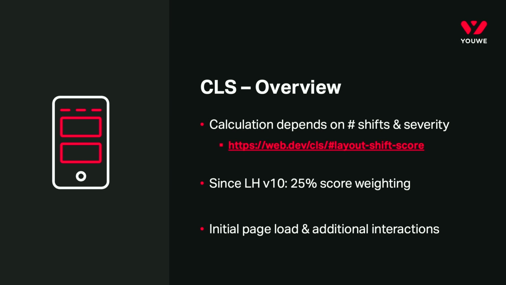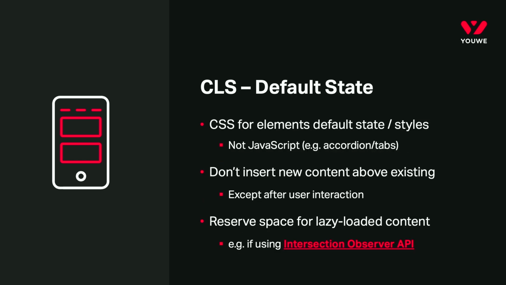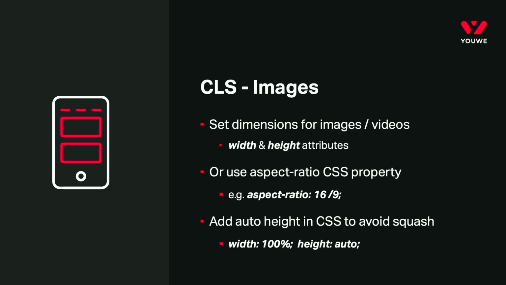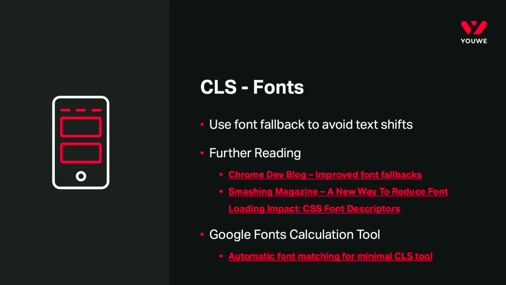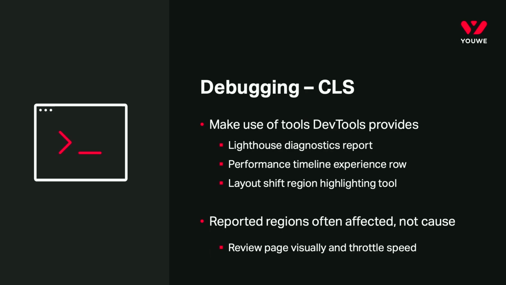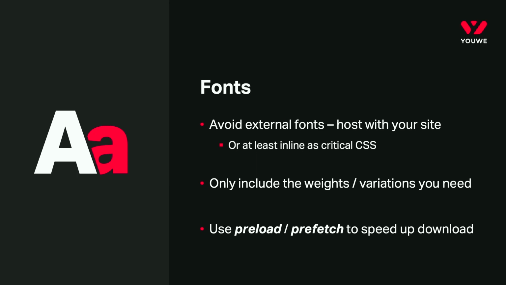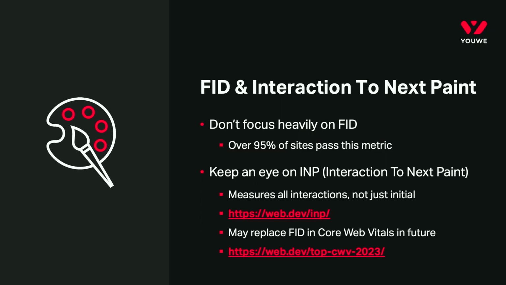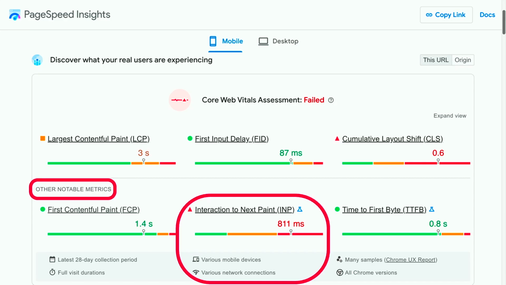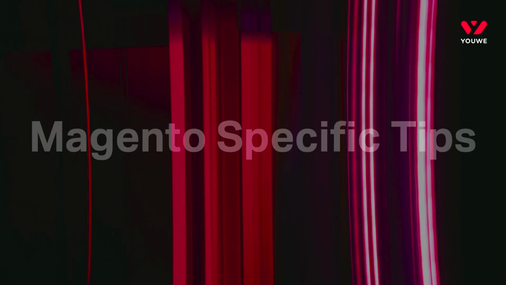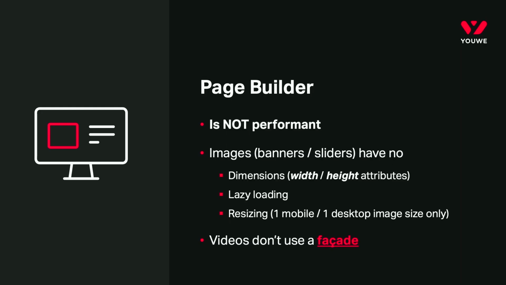Layout shifts we've covered already to a point, but just make sure your default elements on the page are styled with CSS and not with other things. Images, make sure you've got widths and heights set. Fonts we've covered. Debugging we've kind of covered. So yeah, this is all for you to take away if you would like to read later. A bit about fonts, first input delay. Yeah. A few Magento things.